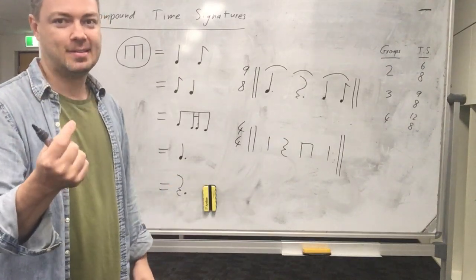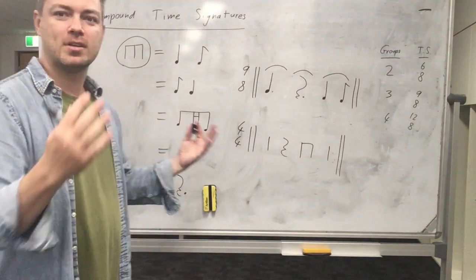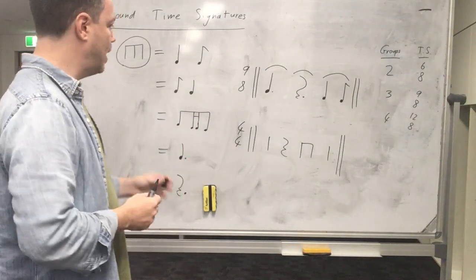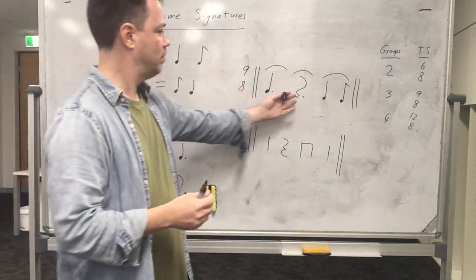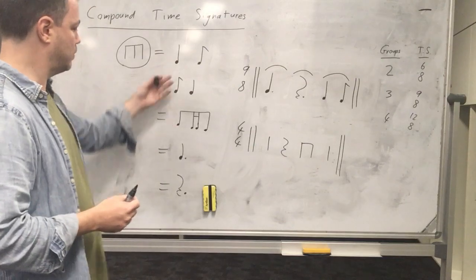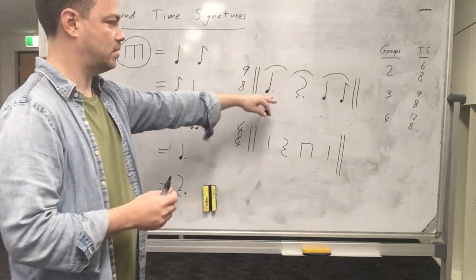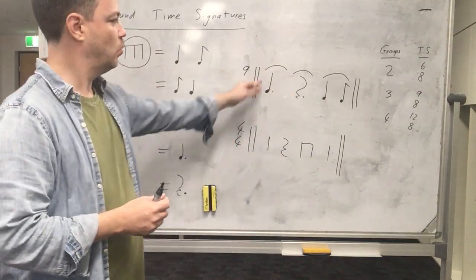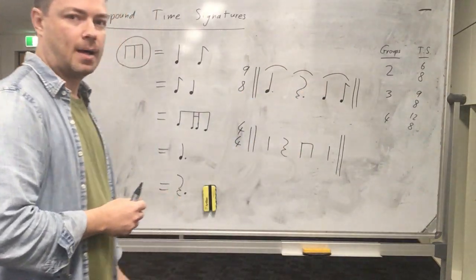Not always, because it's not as cut and dry as that. But like here, it's obvious you've got 3 of them there. So that's a compound time signature. We know that we've got 3 groups there.